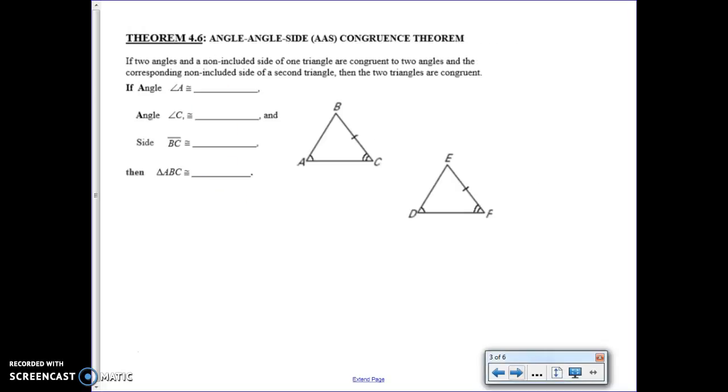Whereas angle, angle, side, notice you still have those angle markings on A and C, but we have the random other side. And it could have been like side AB on that left triangle instead. It just can't be between the two angle markings. So angle A, again, matches up with angle D. Angle C matches up with angle F. But then BC matches up with EF. So triangle ABC is congruent to triangle DEF.